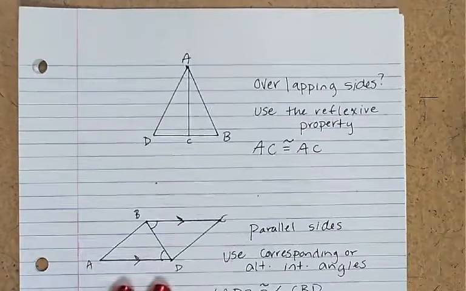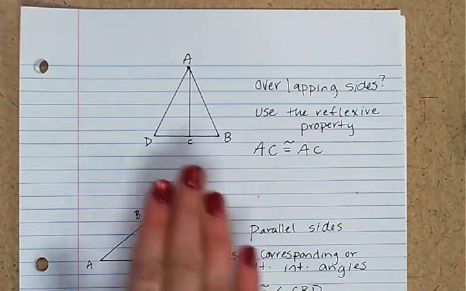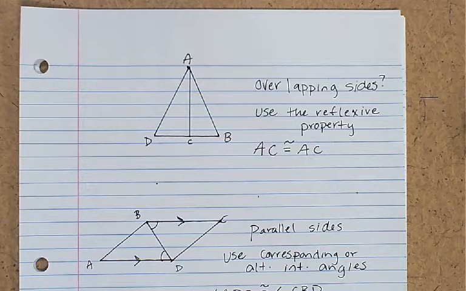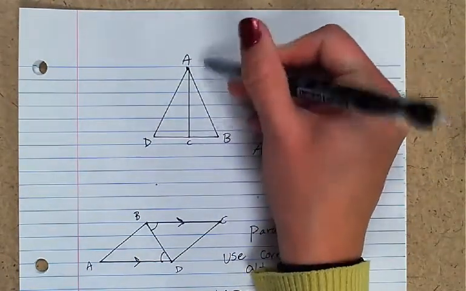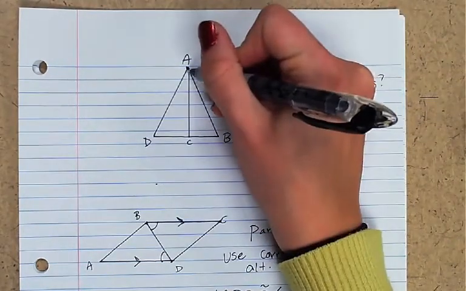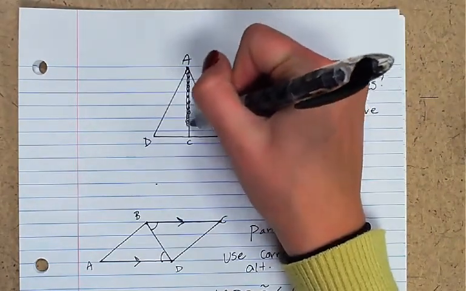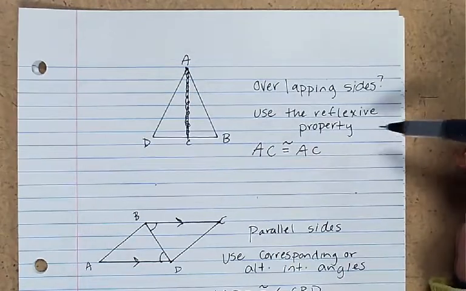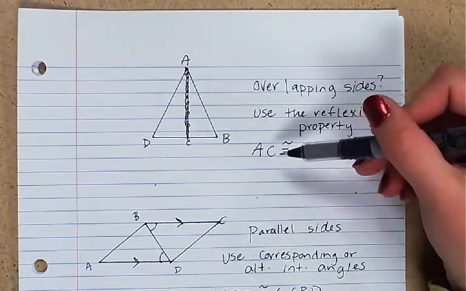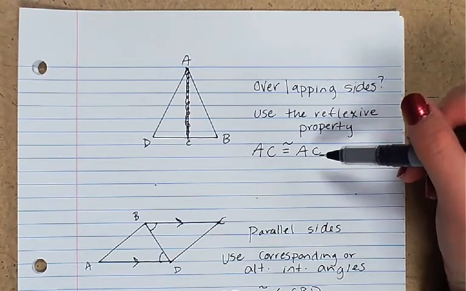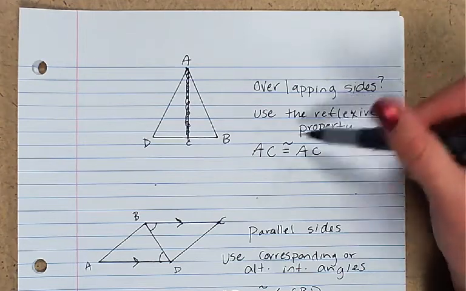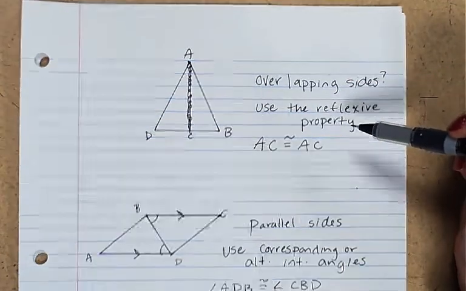Some other things that you might look for in the picture, after you've used your given and pulled a congruent statement from everything that they gave you, is overlapping sides. If the triangles are touching, for example DAC and BAC, they both share this side AC. What you do when that happens is you use the reflexive property and you say that AC is congruent to AC, which makes total sense. Of course, something is congruent to itself. So if you ever see overlapping sides on your triangles, use the reflexive property.